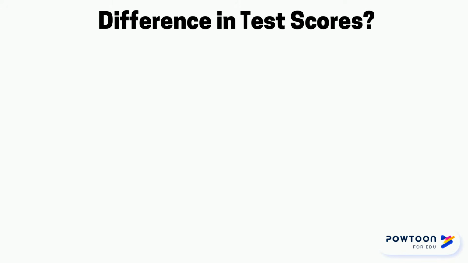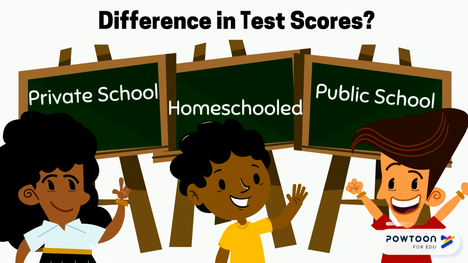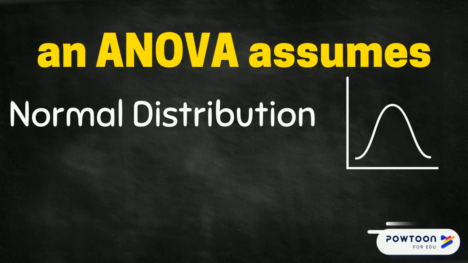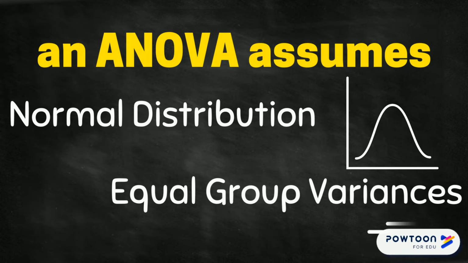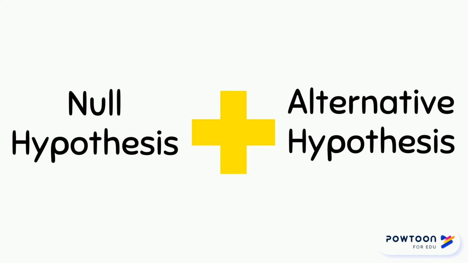For example, you can compare mean test scores of students in private and public schools, as well as students that are homeschooled. An ANOVA assumes your data follows a normal distribution and that the variation within the groups of interest are equal. For an ANOVA, there is a null and alternative hypotheses.